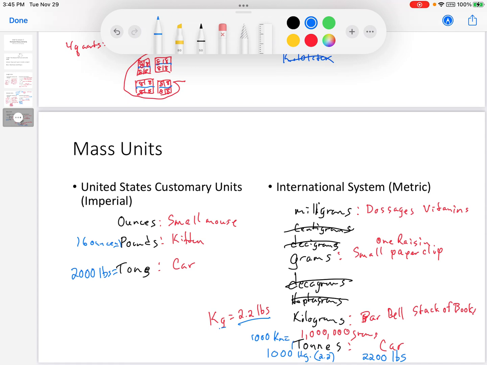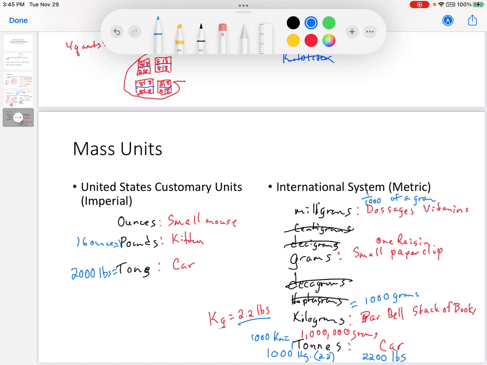1 kilogram is equal to 1,000 grams, and a milligram is 1/1000th of a gram. Remember how a gram is 1 raisin? Imagine cutting that raisin into 1,000 teeny tiny pieces. You'd only get like raisin dust. Each of those raisin dusts would be 1 milligram. That's why it's really only measured in medicines and vitamins and things like that.